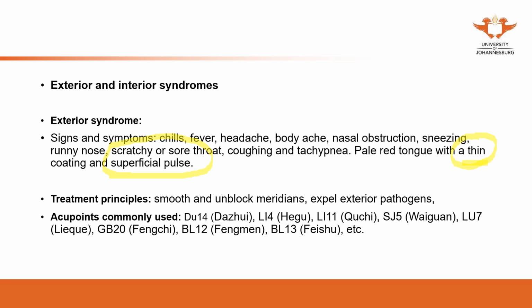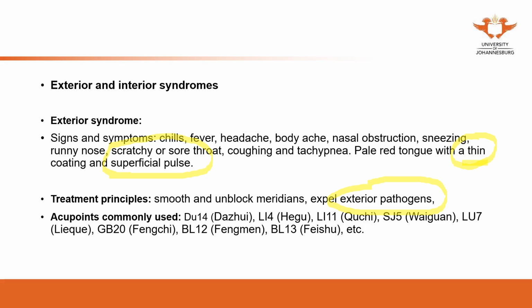The treatment principles will be to smooth and unblock the meridians and expel the exterior pathogens. When we say the exterior pathogens, it can be wind, it can be coldness, it also can be heat, even dampness. A patient may suffer from exterior dampness, exterior coldness, or wind and heat. The patient may have all different kinds of manifestations. So we need to use other diagnostic approaches to help us identify the pathogens.